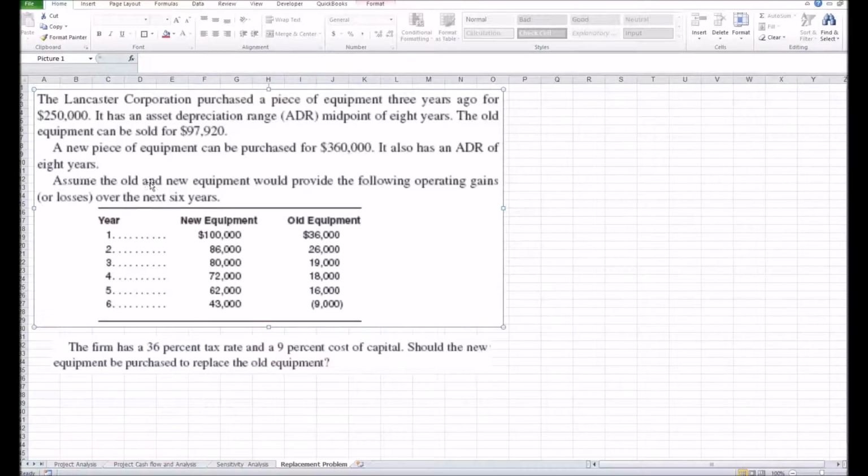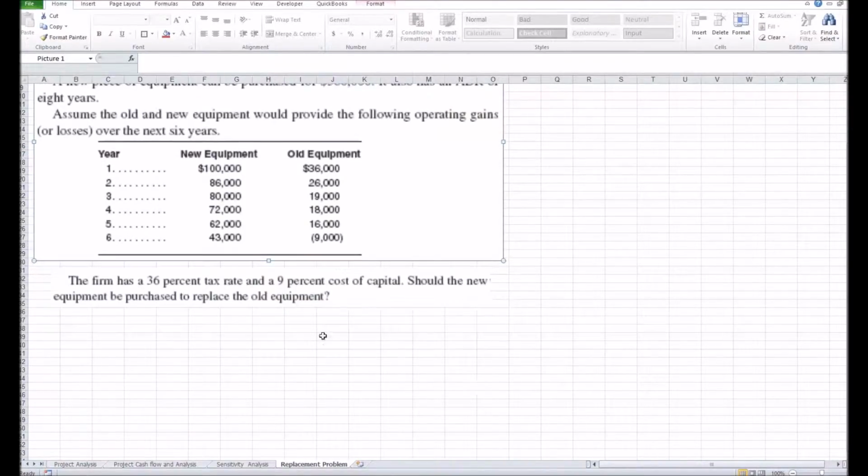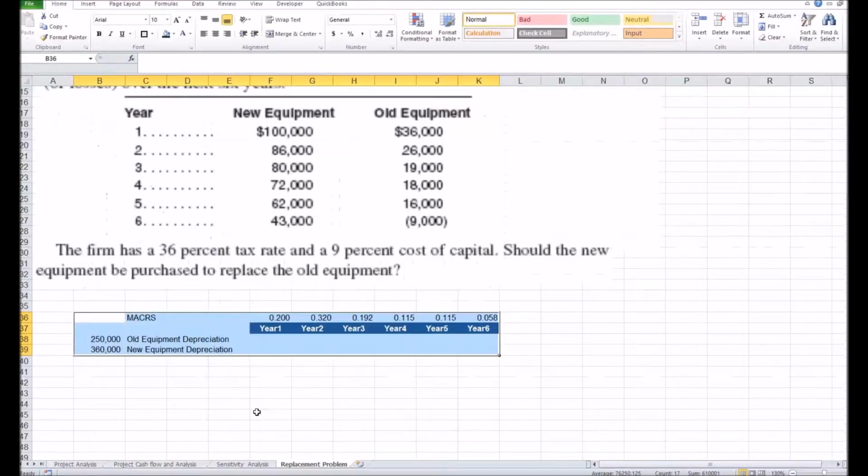We look and assume that the old equipment would provide the following operating gains. We're not asking us to do all the calculations again to come up with the cash flow, but essentially we're going to need to copy these numbers down because we need to know what has changed. The first step of this is to copy down some of that information and understand what's going on with depreciation.